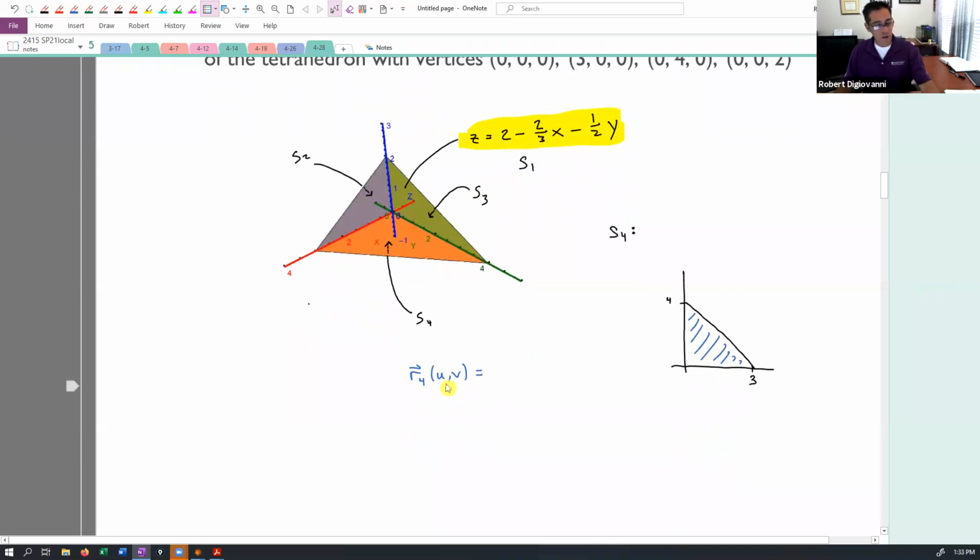So we want a vector function which draws this. Okay, that means we need something for each of the components. The easiest component of this is the z. Because it's flat on the ground, I know z must be 0, right?